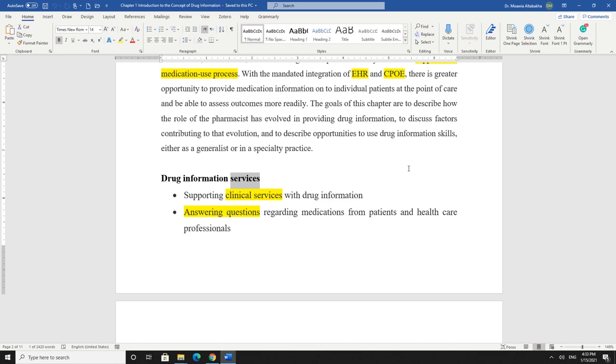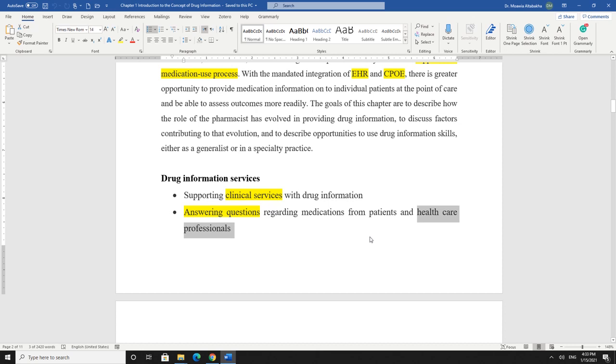Number one, supporting clinical services with drug information. That means you are in the hospital and the physician is asking you for information regarding the drug use. So you are providing clinical service. Then, answering questions regarding medication whether from patients or from healthcare professionals.